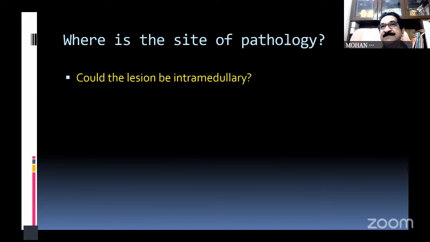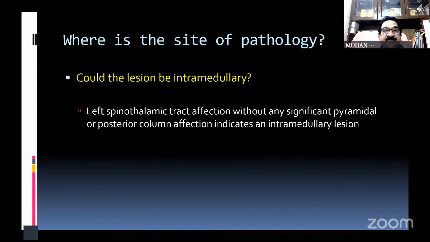Now, could the lesion be intramedullary? Possible, because left spinothalamic tract involvement without any significant pyramidal or posterior column affection indicates an intramedullary lesion. See, if extramedullary compression is involving the spinothalamic tract, you naturally expect some involvement of the posterior column as well as the pyramidal tract. They are more liable for compression than the spinothalamic tract. So this particular point favors an intramedullary lesion, predominant spinothalamic involvement sparing the other two tracts.